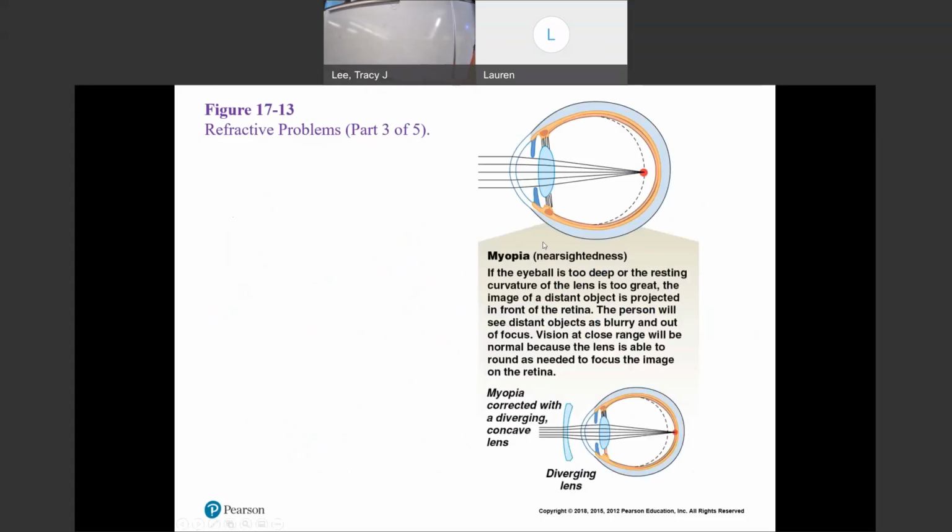Myopia is nearsightedness. Just know that term. And what does it mean? It means that we have too deep of an eyeball when we have myopia, and so we end up with this focal point that's kind of in front of that real focal point. We're hitting a focal point that's too close.